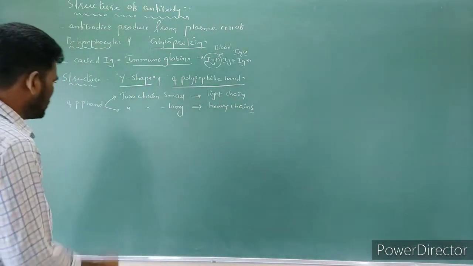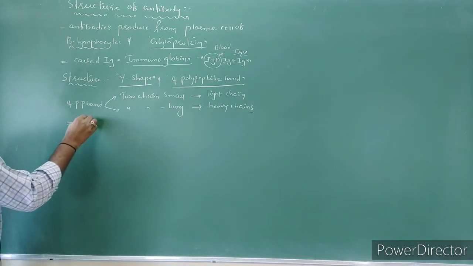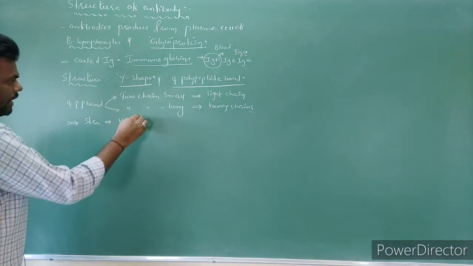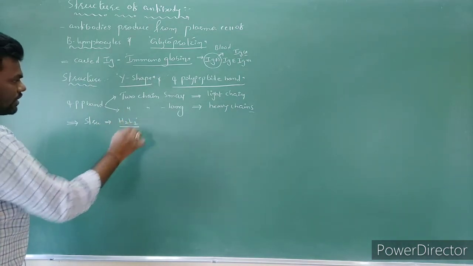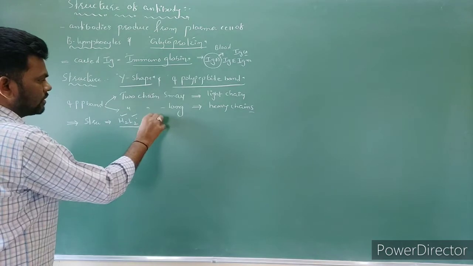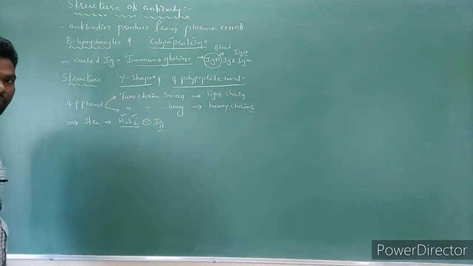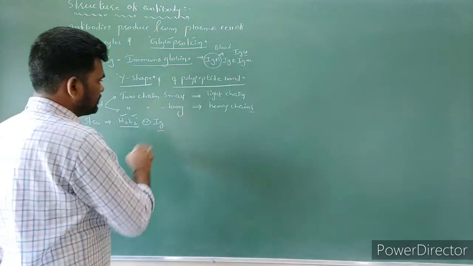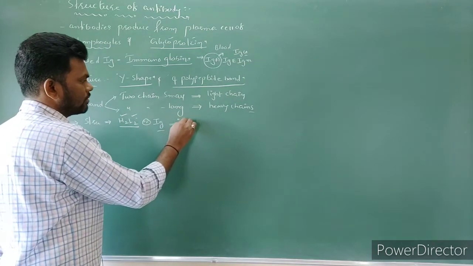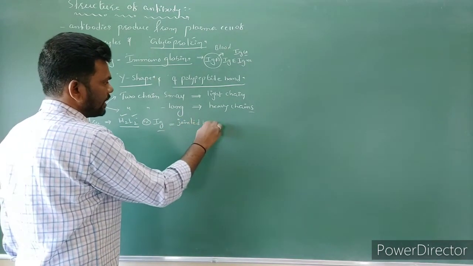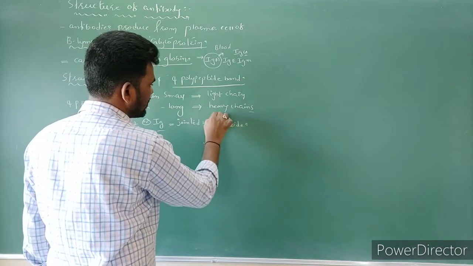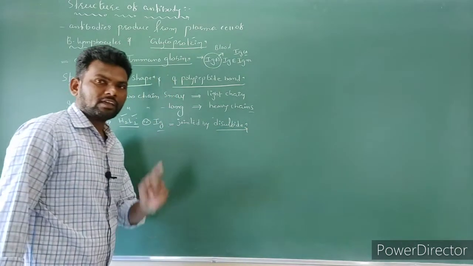If we want to give the structure of antibody, we represent it like H2L2. It means 2 heavy chains, 2 light chains, as in Ig, immunoglobulin, right? Each and every chain is joined by disulfide bonds. Here we can guess one question.